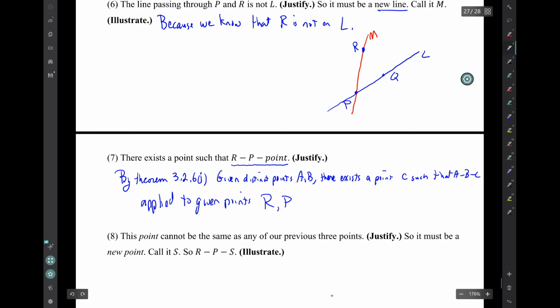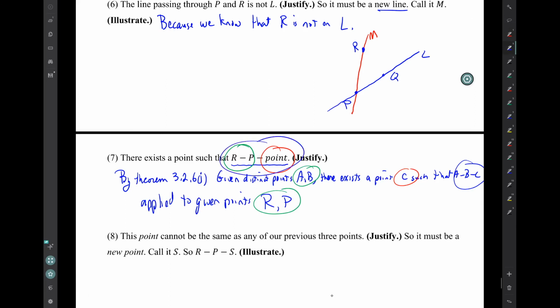So this theorem says if you're given points A and B, so that you've got those given points, then there exists a point C that makes this betweenness relationship true. So in our case, our given points are R and P, and this theorem says there exists a point, called point, that makes this betweenness relationship true. Now, why don't I give that point a name?